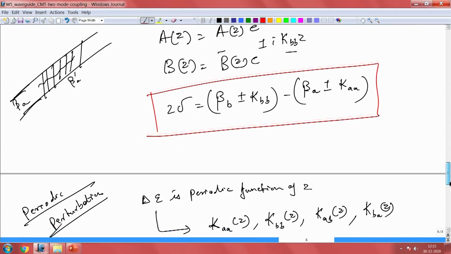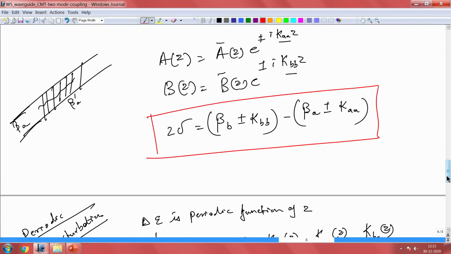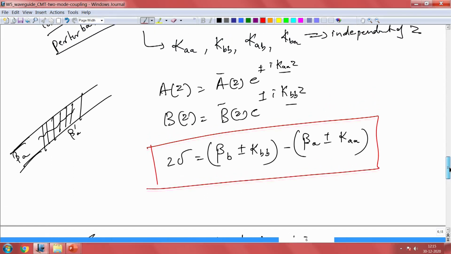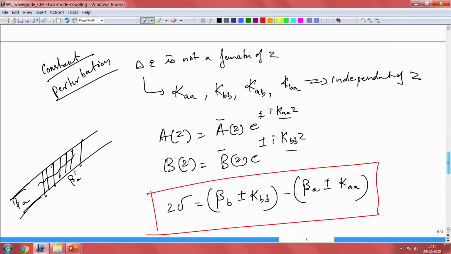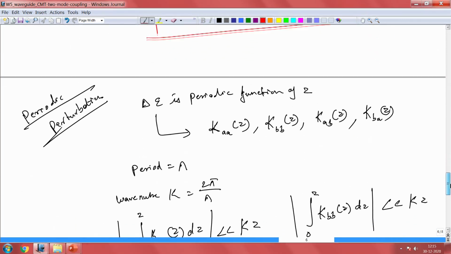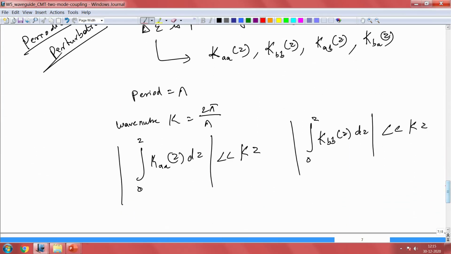With this we can summarize whatever we have looked at so far. We have looked at two waves coupling with each other in a constant perturbation and also in a periodic perturbation. Later on we will see how to exploit this when the modes are co or counter propagating.